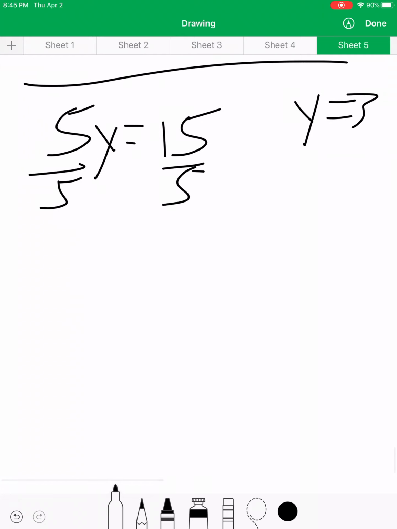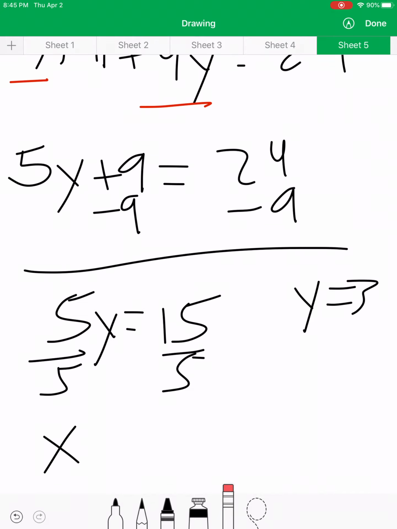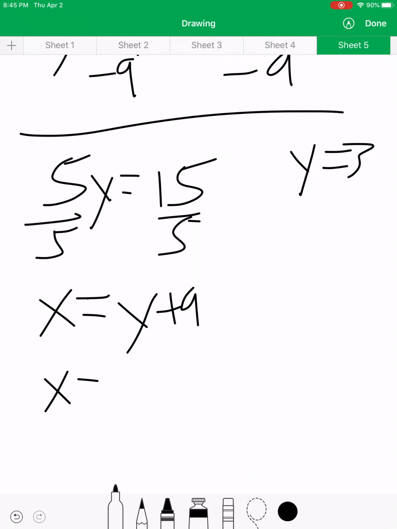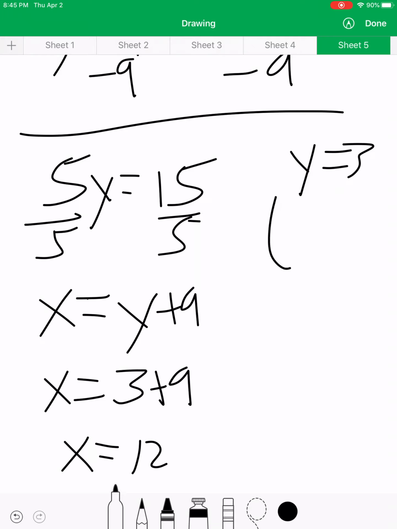Now that you know the solution for y, take that and plug it into one of your equations. I'm choosing the very first one, x equals y plus 9, therefore x equals 3 plus 9, and therefore x equals 12. Your final answer is always in an ordered pair of x, y, so your final answer is going to be 12, 3. 12, 3, final answer, number 13.